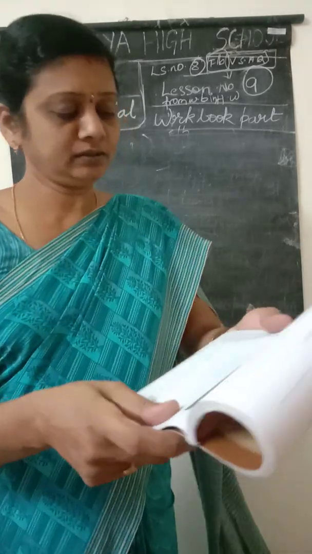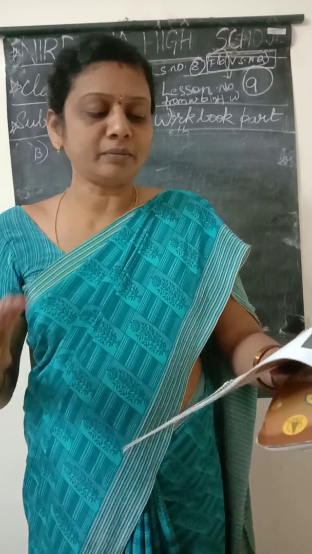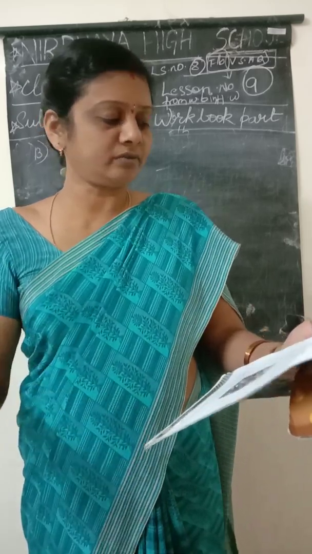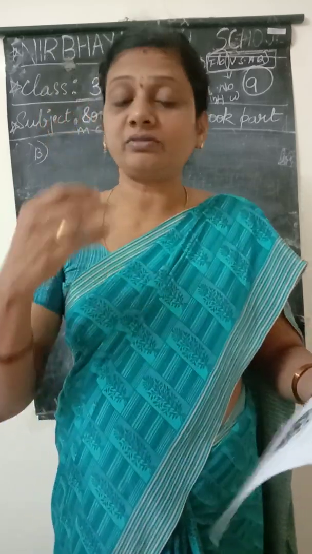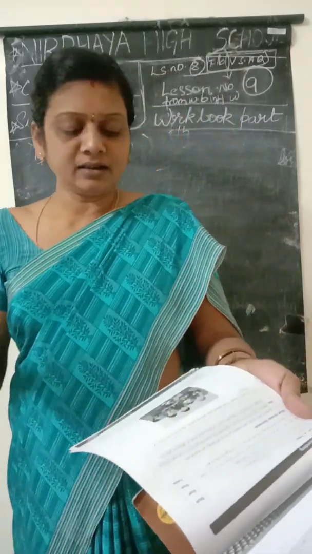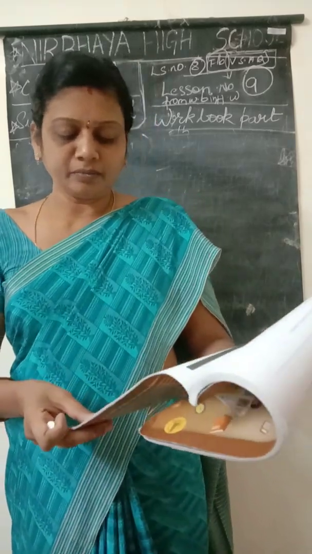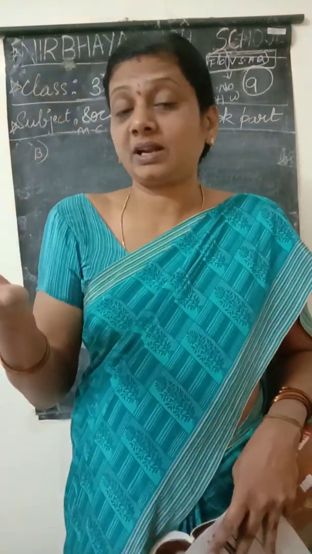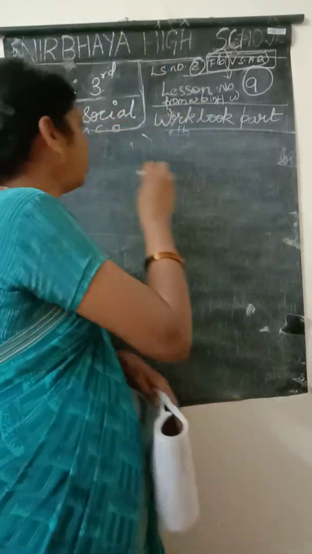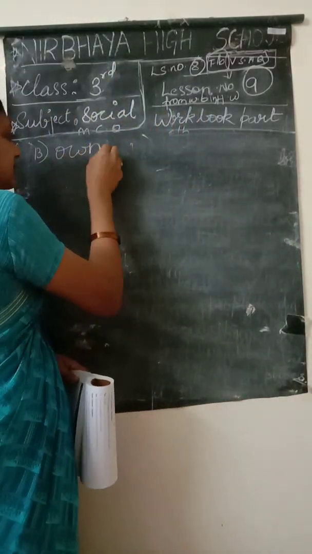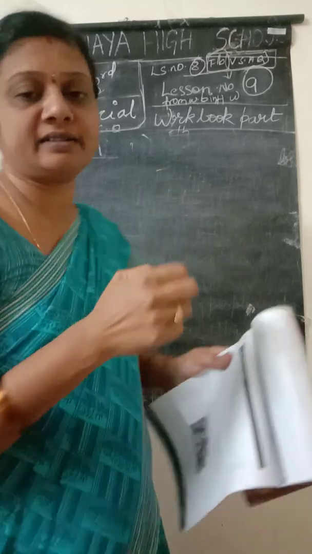Children, the 13th one. You want to learn more about your grandmother? Mention two ways of doing so. You have to write this answer on your own, children. For example, I can learn more about my grandmother from old photographs. I am telling you, you should write this answer on your own. Take the help of your parents and write it.